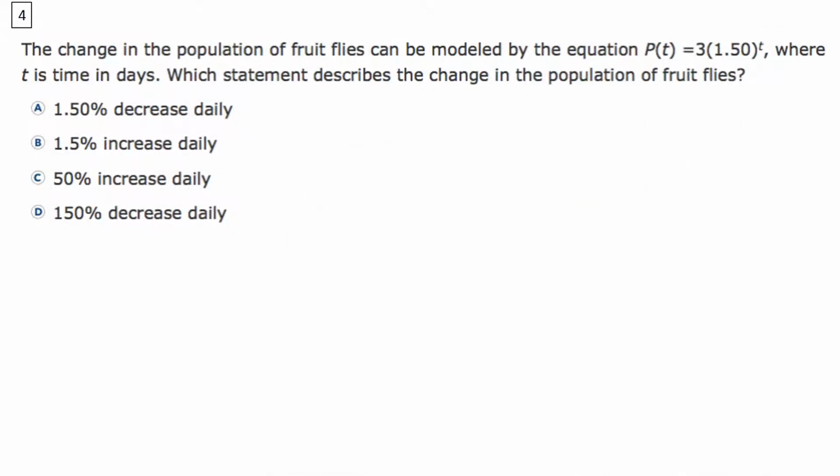Okay, number 4. The change in the population of fruit flies can be modeled by the equation P of t equals 3 times 1.5 to the t. So it gives us the equation where t is the time in days. It's notable that it's in days. Usually in this equation, that's going to be in years, but since all of these say daily, it doesn't really matter anyway. Which statement describes the change in the population of fruit flies?